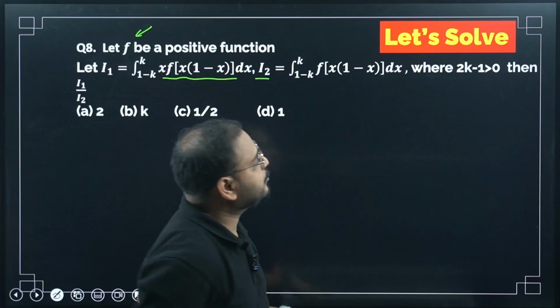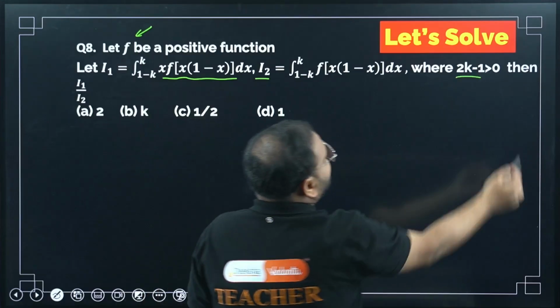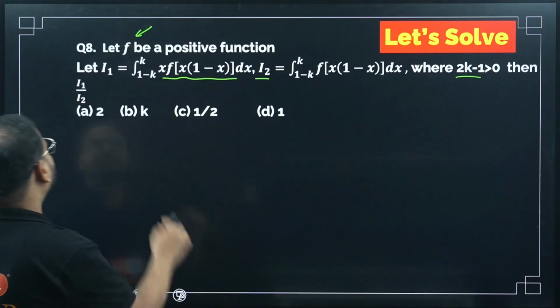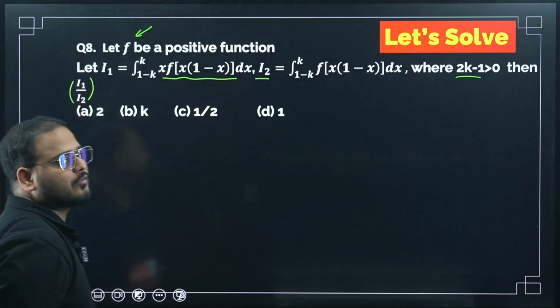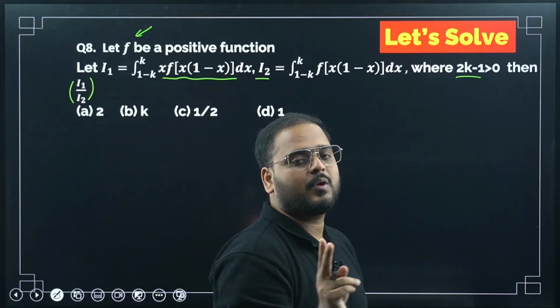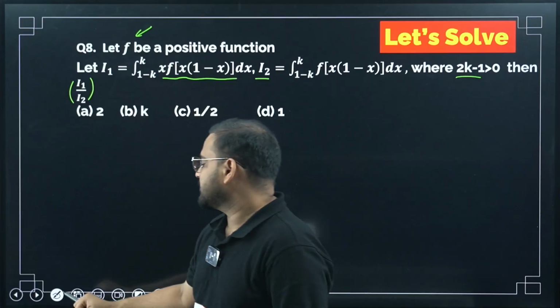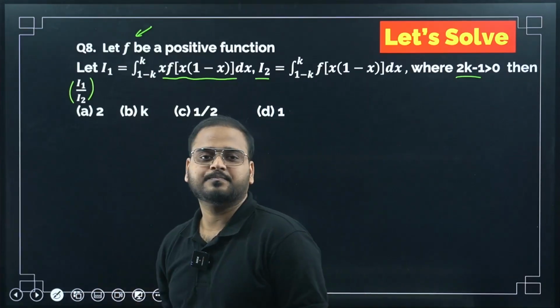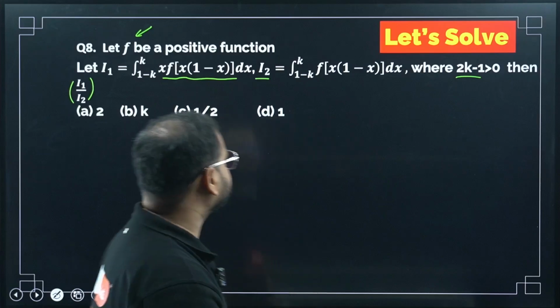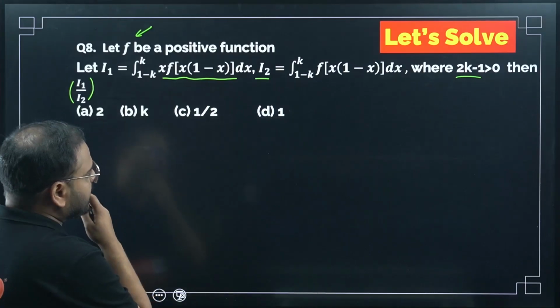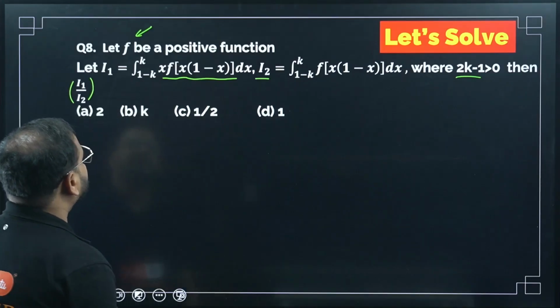They are saying 2k minus 1 is greater than 0, basically k is greater than 1 by 2. Find the value of I1 by I2, the ratio of the two integrals that they have given. Looks complicated but it is a very, very simple question. I have taken this question just because the statement looks complicated, but you will see how simple the solution is.